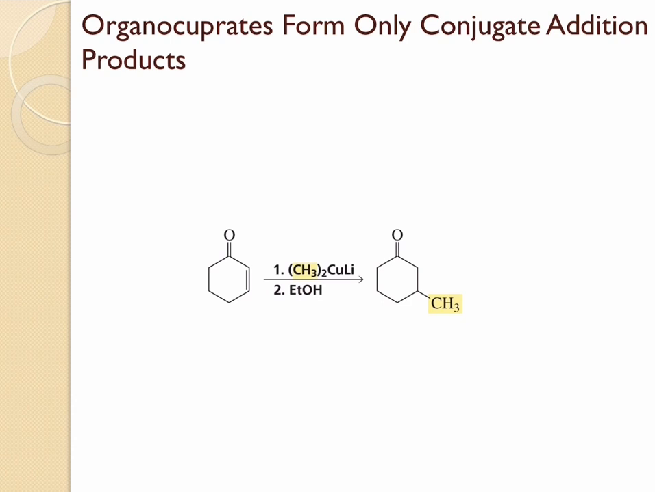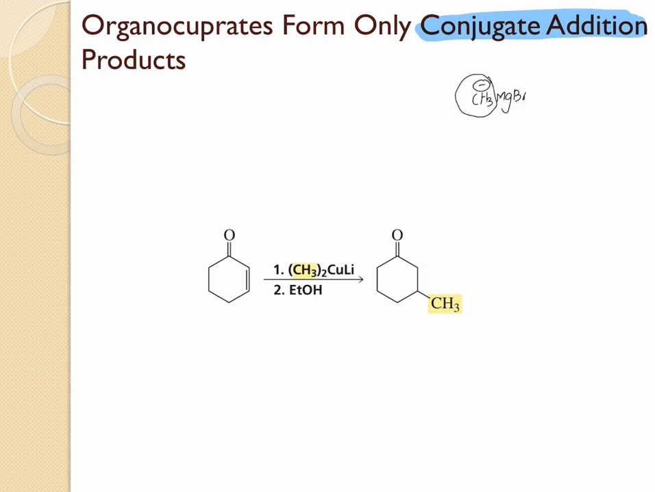When it comes to organocuprates, they only form conjugate addition products. Now, why? What is the reason for it? We have talked earlier that Grignard reagents are going to lead to the formation of direct addition products. Why? Because it has a strong base, which acts as a strong nucleophile. So in the case of Grignard reagent, we said that it's going to be a strong base. So this part right here is a strong base.